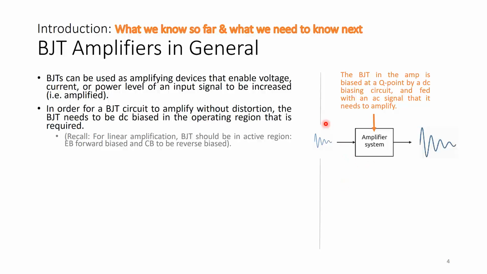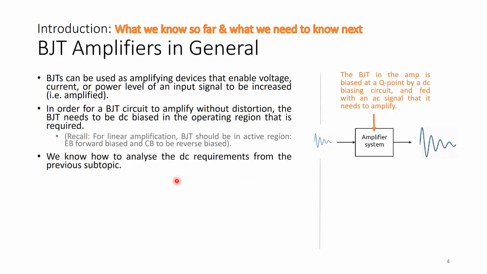The BJT in the amplifier here is biased at a Q point by a DC biasing circuit, as we already know how to do, and now it is fed with an AC signal that it needs to amplify. So we know how to analyze the DC requirements from the previous subtopic. We know how to set the input parameters and get the Q point that we want. And now the question is, how do we analyze the circuit's effect on this AC signal with the BJT already biased at the Q point?